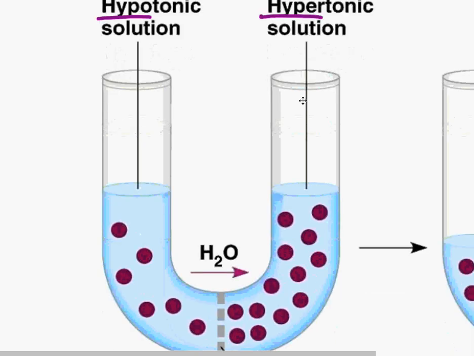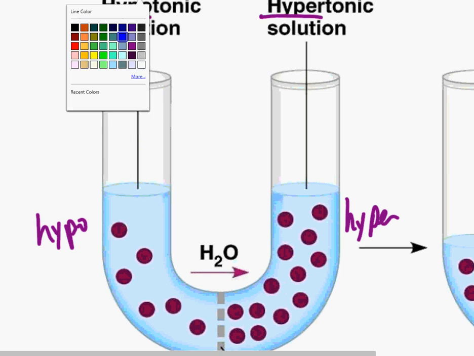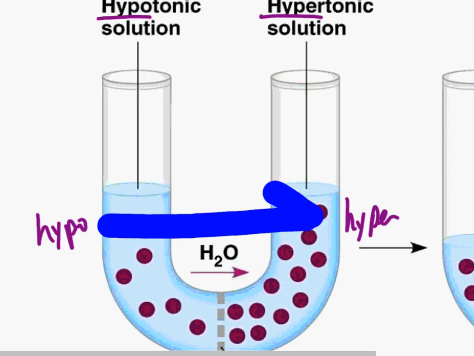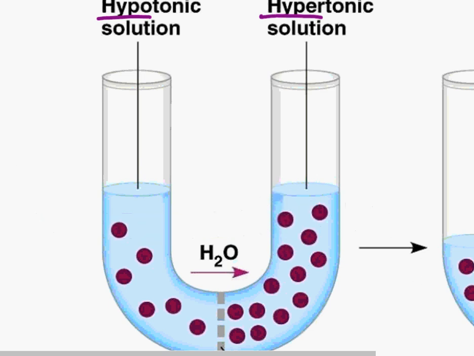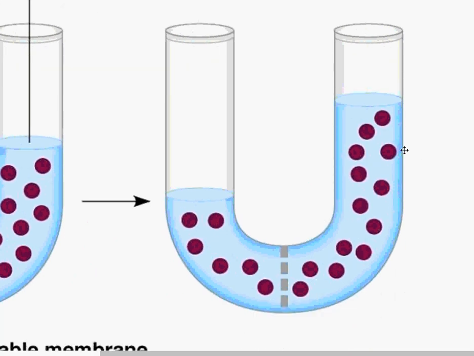So the right side is the hypertonic solution because there is more solute than on the left. When we're dealing in this kind of situation, water always moves from hypo to hyper, hypo to hyper every time. And so what will be the resultant of this situation? The water will move until the water itself is at equilibrium.